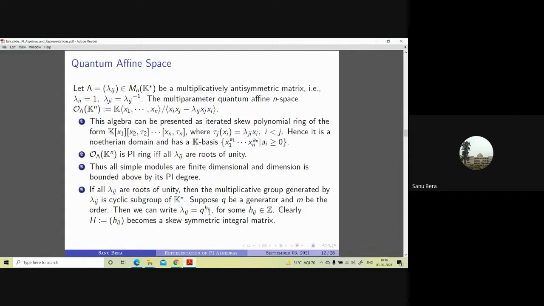So lambda_ij will be q to the power h_ij, where the h_ij are entries from Z. Denote by h the matrix (h_ij); that will be a skew symmetric integral matrix, because the lambda_ij form a multiplicatively antisymmetric matrix. By the properties of lambda_ij, lambda_ji is lambda_ij inverse, which gives us h as a skew symmetric integral matrix.